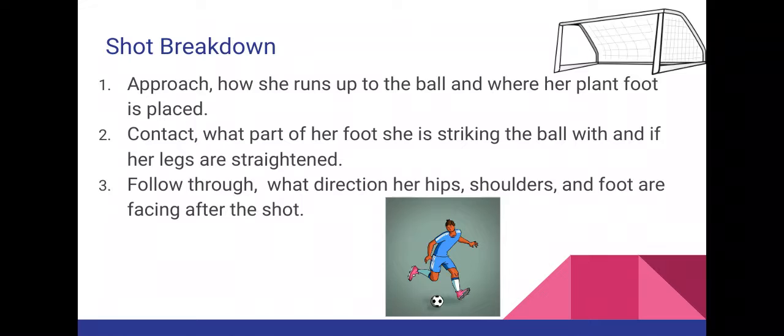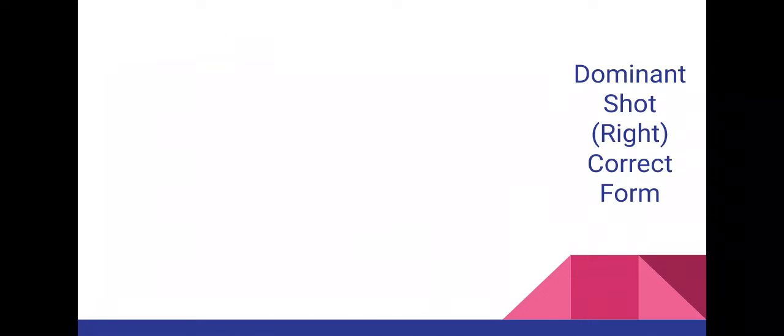I'm going to be breaking down her shot into three main parts. The approach. What I'm looking at here is how she runs up to the ball and where she places her plant foot. The next part of her shot I'm looking at is contact. What part of her foot she's striking the ball with. And the last part of her shot I'm looking at is her follow through. What direction her hips and shoulders face after her shot, and how her feet cross over after her shot.